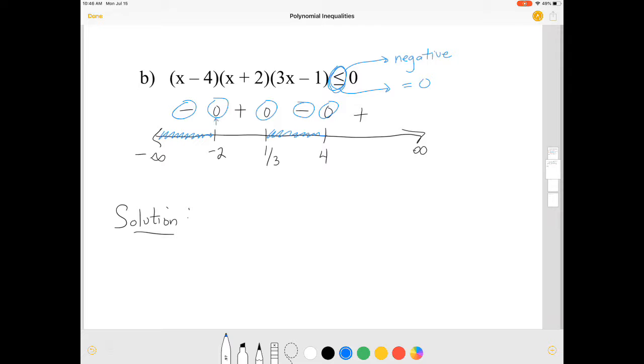And this time, since we're including the 0, that's where you use a solid point or a bracket. Same thing here, solid, solid, bracket, bracket. So the solution only changes to what? The values of x are from negative infinity to negative 2 with a bracket, union, bracket, 1/3 to 4, bracket. Make sure those brackets look like brackets, not parentheses. So that's the only difference between this solution and part A, the use of brackets or no brackets.